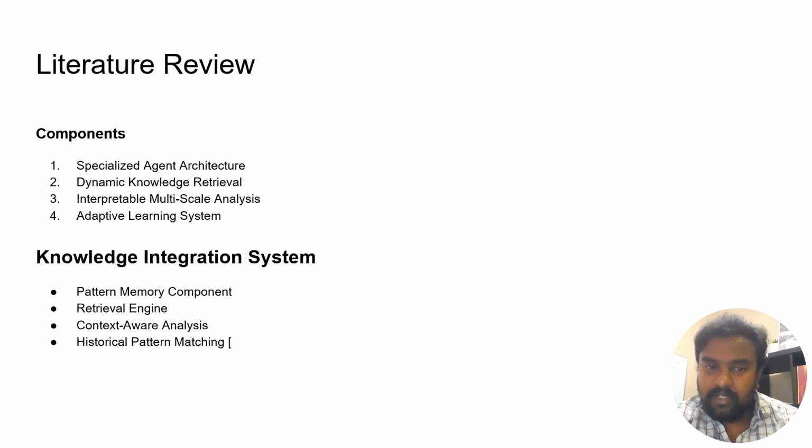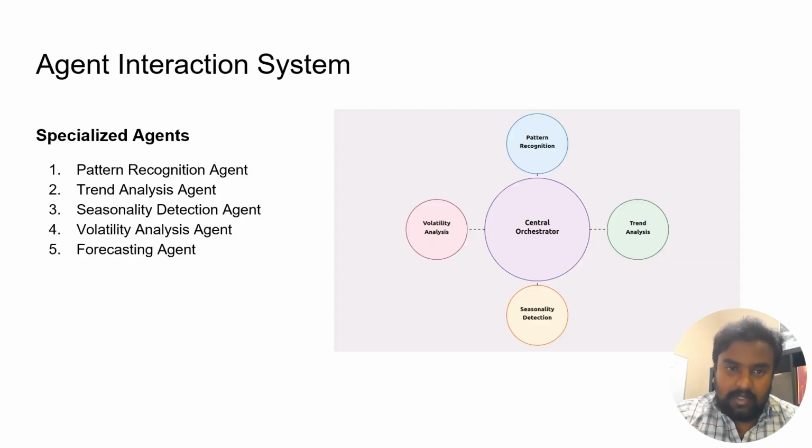The third one is interpretable multi-scale analysis, understanding trends across different time horizons and how they change over time. And the last one is the adaptive learning system, keeping the model updated as market dynamics change. This will be done by adaptive learning systems. So let's go with the next slide.